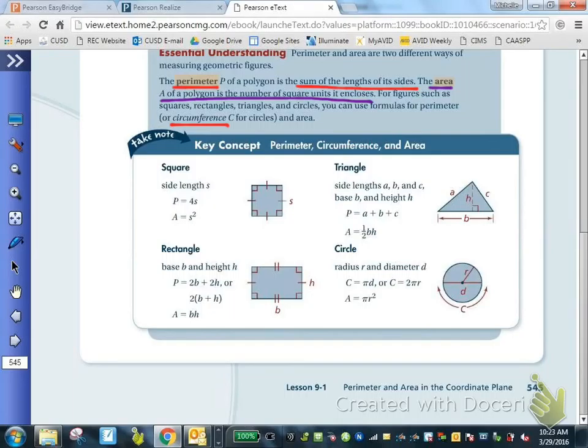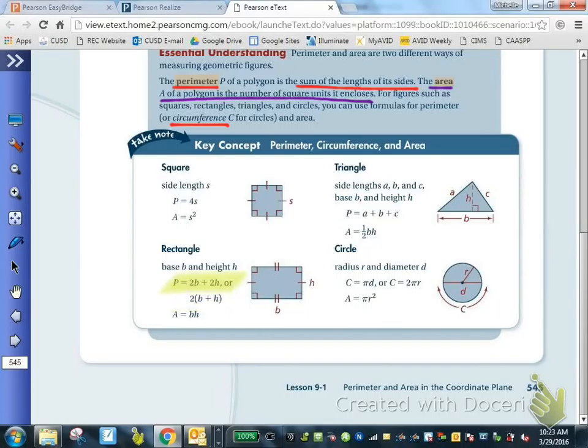For a square, let's do a rectangle first, actually. So go down. For a rectangle, if our base is B and our height is H, to find the perimeter, we would do B plus H plus B plus H. Another way of writing that is 2B plus 2H. Or you can also multiply B plus H times 2. Okay?